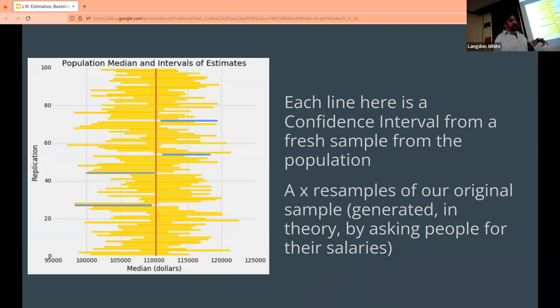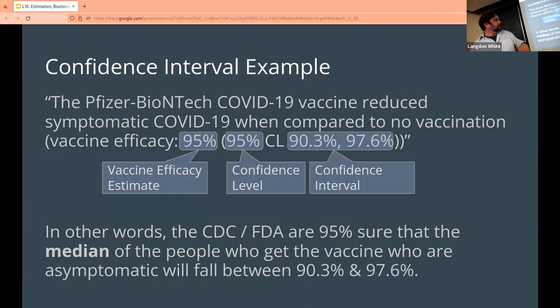I'll have some more examples when we do the demo too. But basically, what we're trying to do is calculate the percent of the time that we will have a sample that is that effective, not the effectiveness across the board, because we can't measure that. All we can do is say we sampled the people who got the vaccine, and based on that sampling, 95% of the time we're going to get a set of vaccine patients who have 95% efficacy. So it's like a step of indirection.